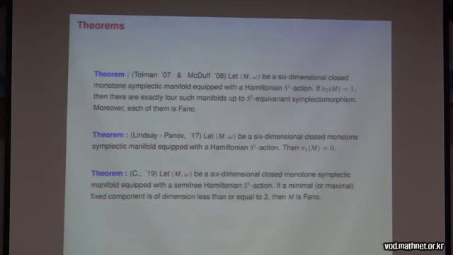Are there any examples where the fixed component is of dimension less than or equal to 2? Yeah, sure. For instance, in the CP3 case, we have a semifree circle action whose fixed component is sphere and sphere. And for instance, for P1 times P1 times P1, we have 8 isolated fixed points. So the theorem is also applicable there. So I want to explain the theorem and sketch the proof. Okay.